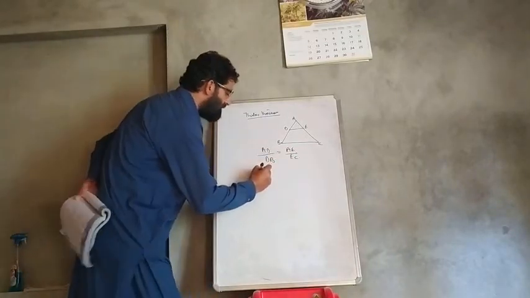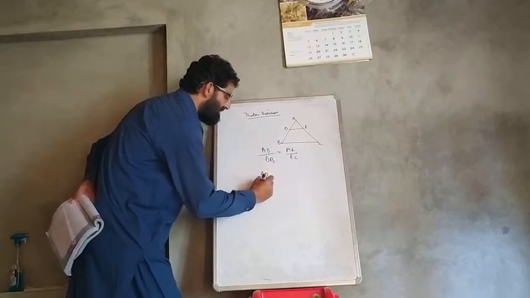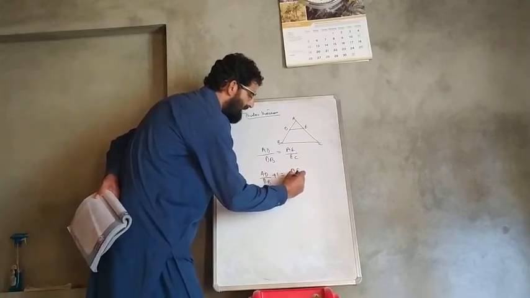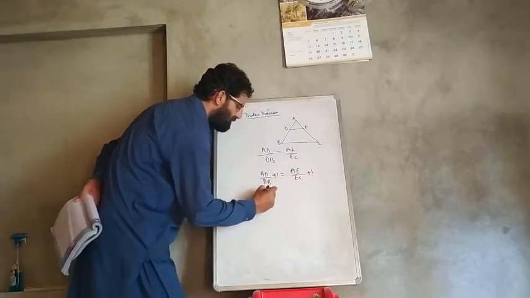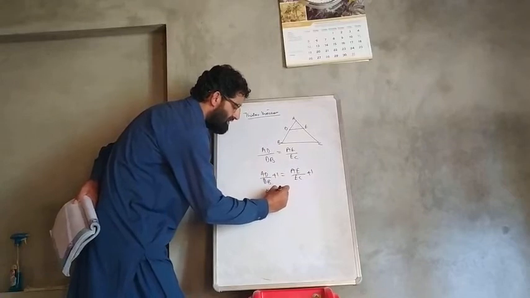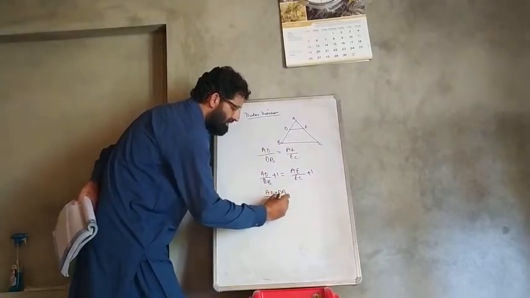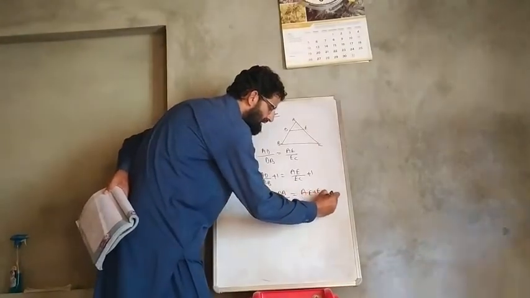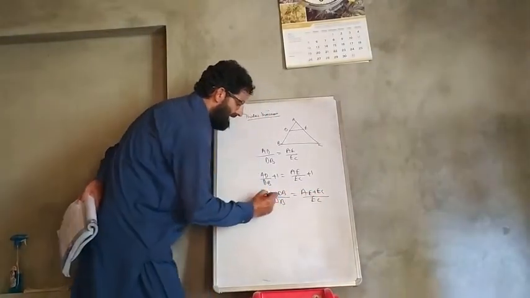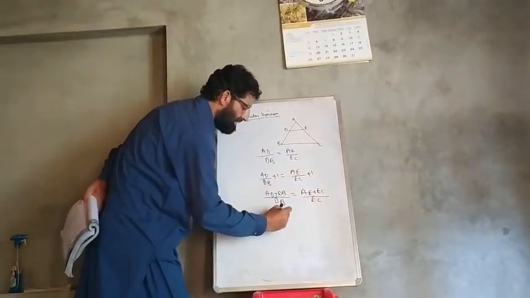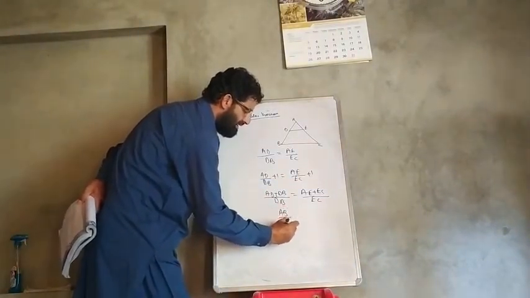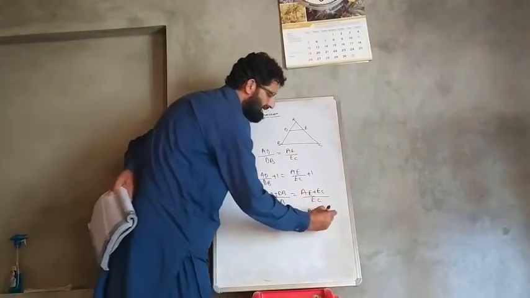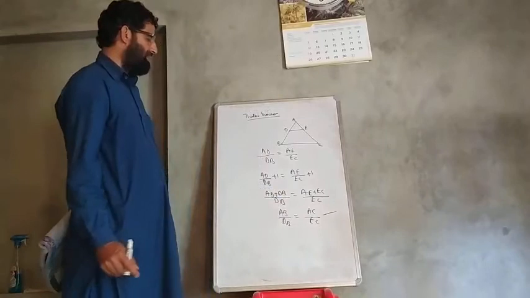Now, if we add 1 to both sides, AD divided by DB plus 1 is equivalent to AE divided by EC plus 1. So this is AD plus DB divided by DB is equivalent to AE plus EC divided by EC. AD plus DB is whole AB. AB divided by DB is equivalent to AC divided by EC. So this is called the corollary of BPT.